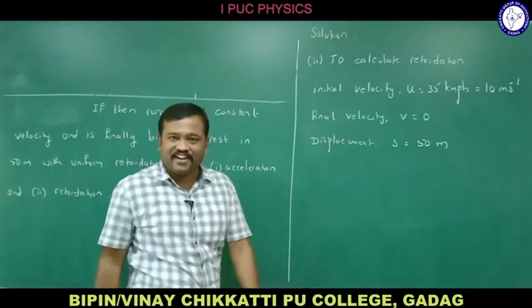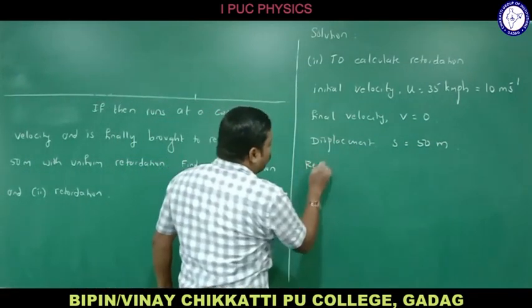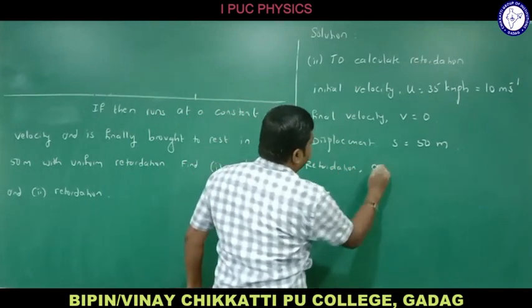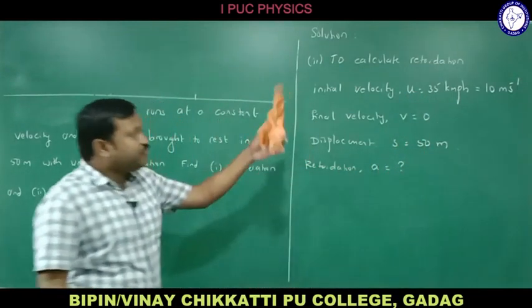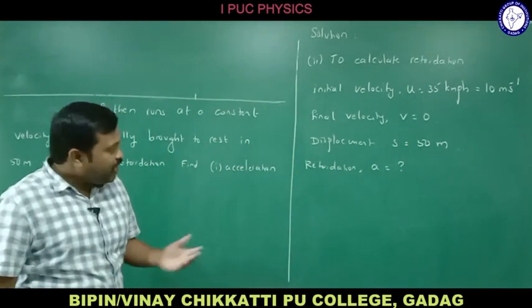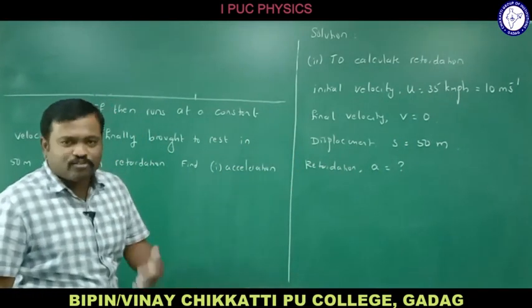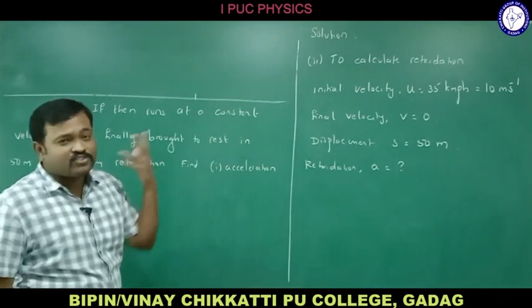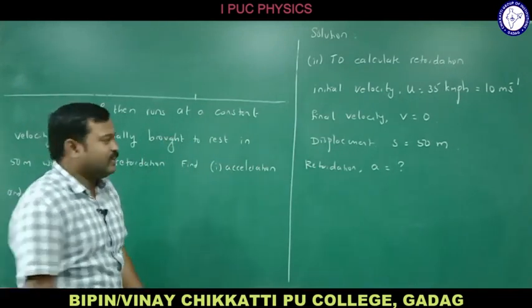Yes, you need to calculate retardation here, right? So we need to calculate retardation. Retardation means acceleration. You need to calculate. Which formula shall I use now? V is equal to U plus AT? No, I cannot use that because T is not there. S equal to UT, again T comes. It is not there here, so I cannot use the first two kinematic equations. Let me move on to the second one.